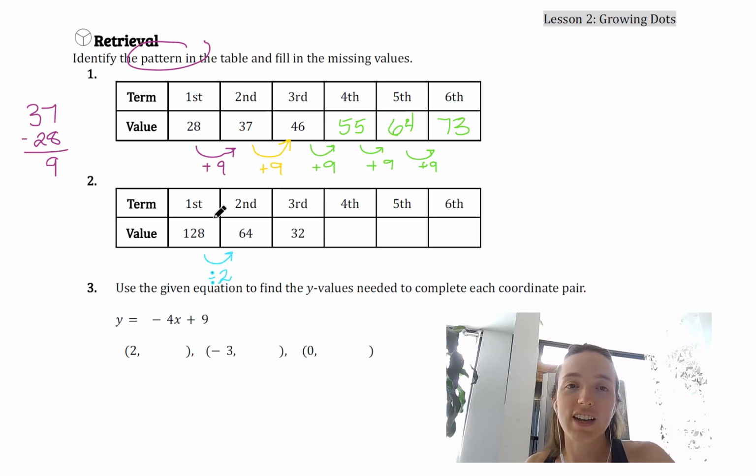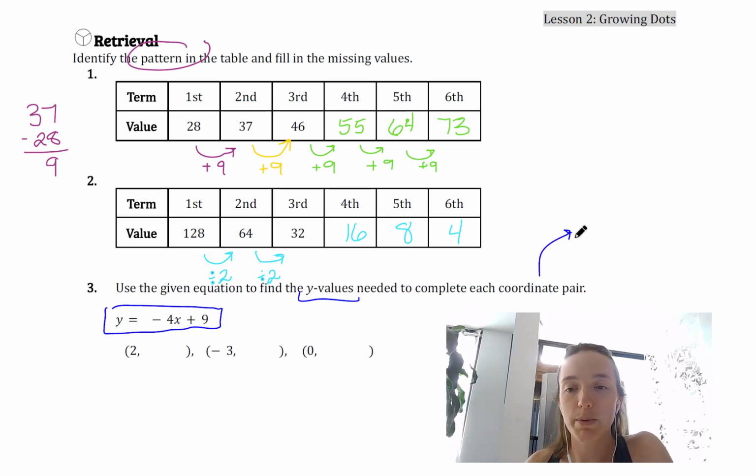So 64 is half of 128. 32 is half of 64. So now I'm just going to keep that pattern going. Half of 32 is 16, half of 16 is 8, and half of 8 is 4. Okay, last thing we're going to do in number 3, it says use the given equation, so that's here, to find the y values needed to complete each coordinate pair.